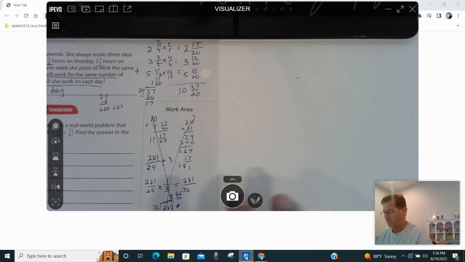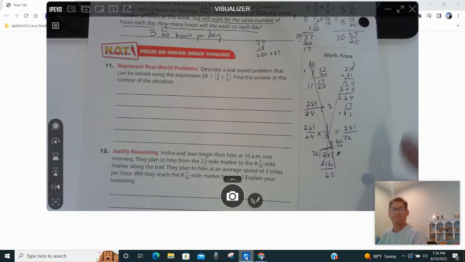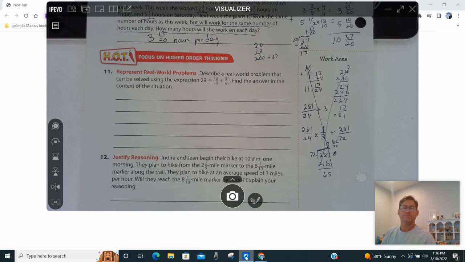Describe a real-world problem that can be solved using the expression 29 divided by 3/8 plus 5/6. Find the answer in the context of the situation. So let's say you have 29 cups of flour to use in a recipe. You're going to need 3/8 cup for one part of the recipe and 5/6 cup for the other part of the recipe. How many batches can be made with the 29 cups?